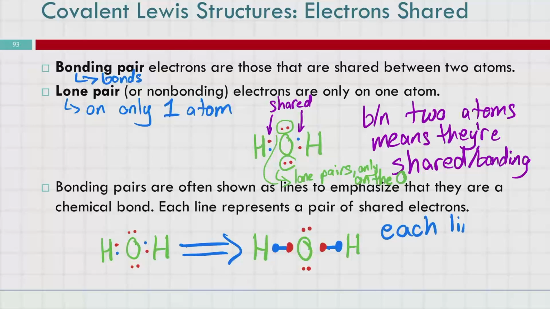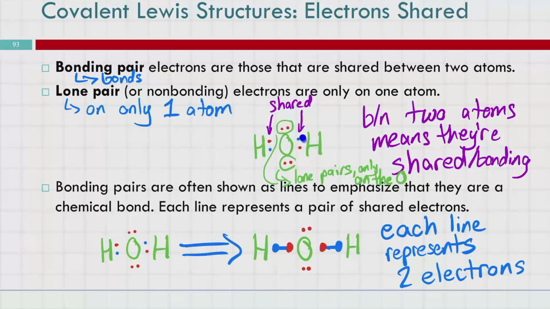Each line represents how many electrons? 2 electrons. One line, 2 electrons. And this is what we are going to be using going forward. We're not going to be using the dots in between because everyone else uses the lines. This is pretty much universally everyone uses lines. You will still see sometimes people using the dots, but I think that's a lot less common. Why put 2 dots when you could put 1 line?